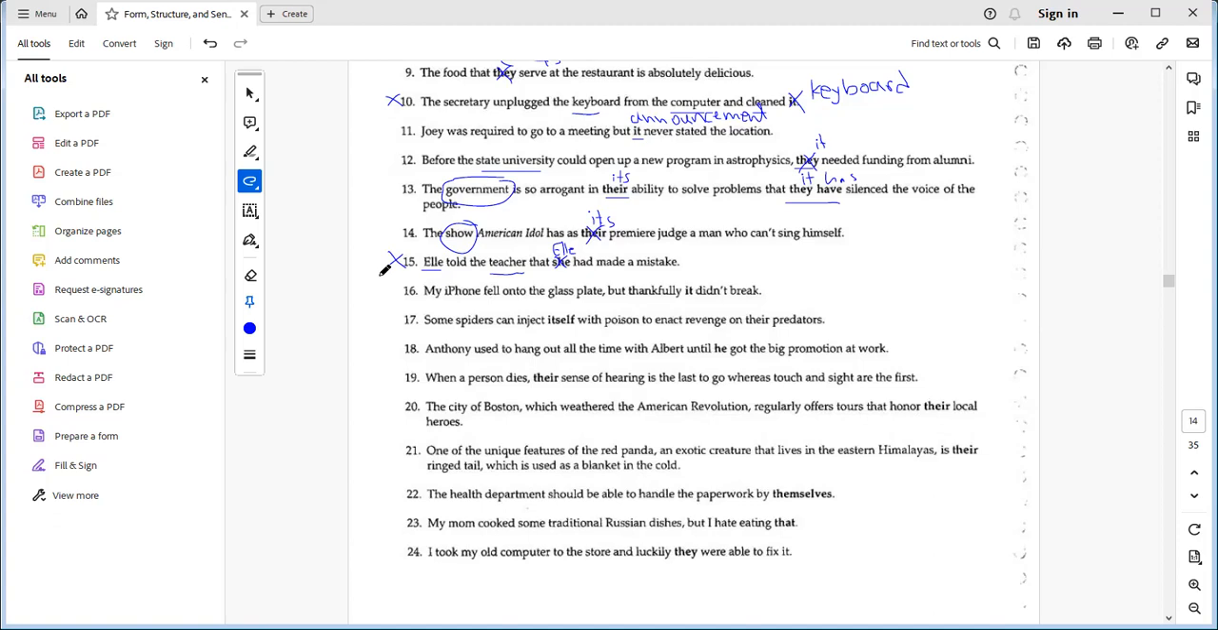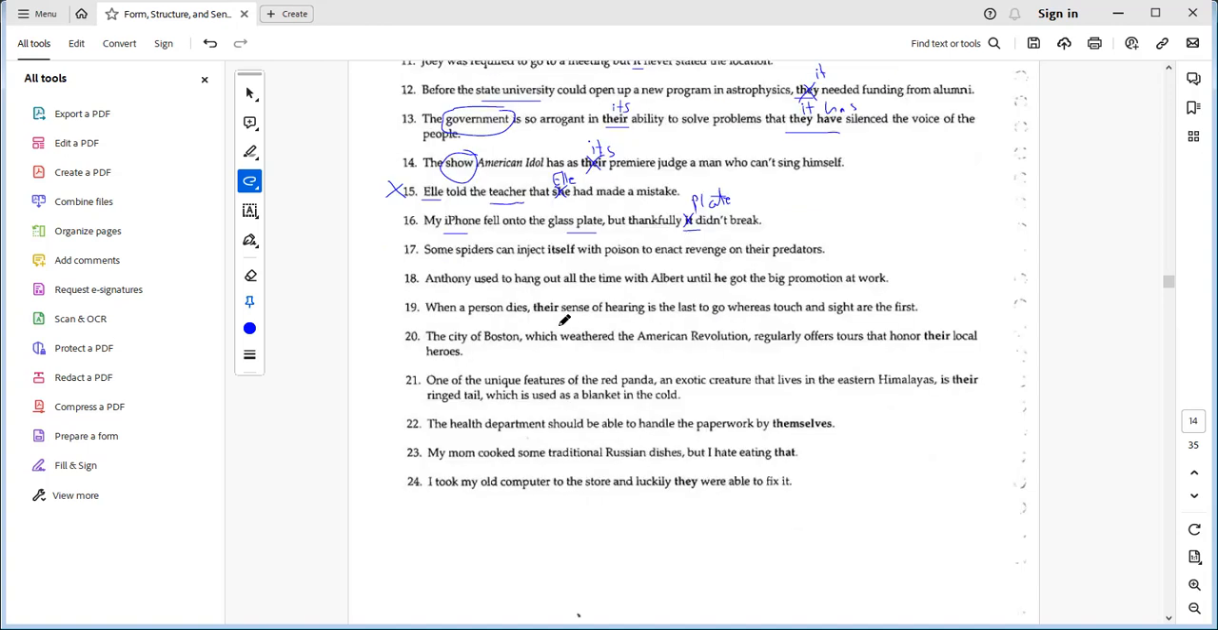Okay, Ibrahim Islam, number 16. My iPhone fell into the glass plate, but thankfully, it didn't break. Take care. I have an iPhone and I have a plate. Which one didn't break? The iPhone or the plate? The plate. Okay, it can be both of them, plate or iPhone. You pick the plate, because it's glass. Okay.